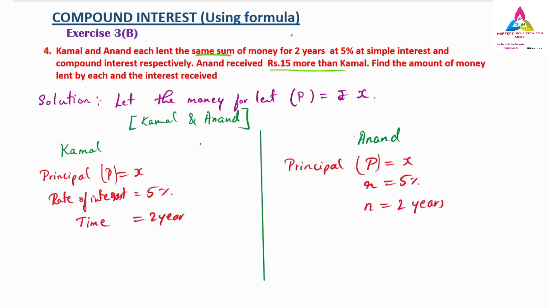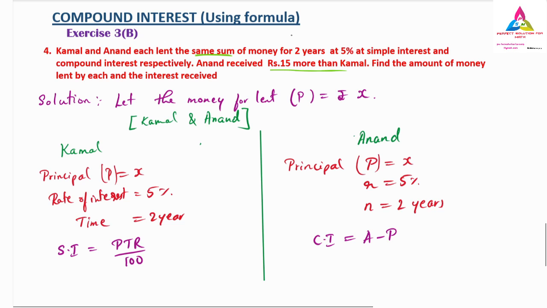Next we go through the simple interest for Kamal, because simple interest is equal to PTR upon 100, PRT upon 100, both are the same. Similarly we will go for Anand, that is compound interest. The compound interest formula is A minus P. Remember, the compound interest formula is A minus P; they have not told you to find the final amount, so we will take the compound interest as A minus P.